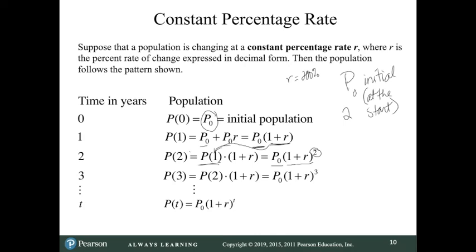Okay, so 2 people. The next day, those 2 have each infected 2. So that's 4 people. Now I have 6 people, but all 6 of those infected 2 people. So that's 12 people. Well, I can write this as 2 times 3, or 2 times 1 plus 2. And I can write this as 2 times 9, which is 3 squared.